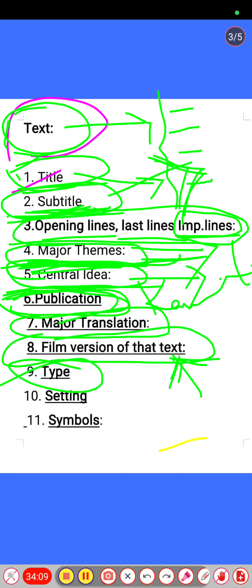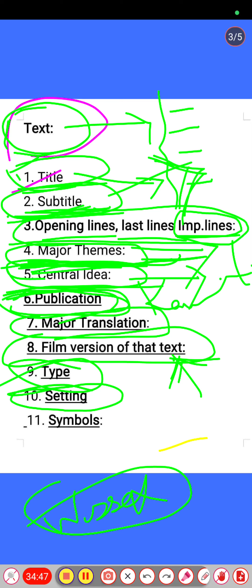After this, setting of any work is also important, if the author has used some special setting. Just like Hardy, who has used the special setting of Wessex in his novels, so that is important. Previously asked, setting in Dickens's work Bleak House. Setting of Wide Sargasso Sea, that is the Caribbean. So setting is also important if it has some historical meaning. Okay, then symbols.